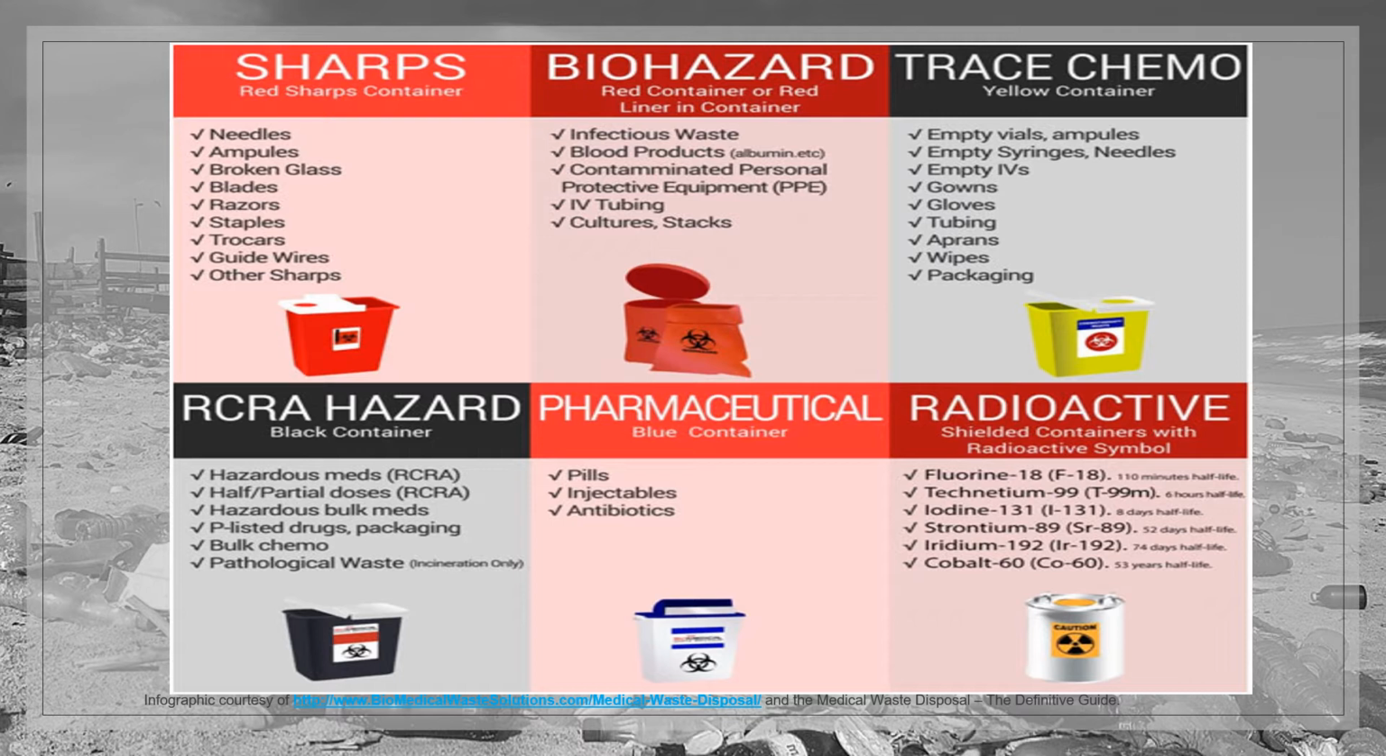Then we have the blue container, which is pharmaceutical, which includes things like pills, injectables, antibiotics. And last, we have the radioactive, which is the white with the radioactive symbol on it. And this is for things like fluorine or iodine, cobalt, iridium, and things of that nature.